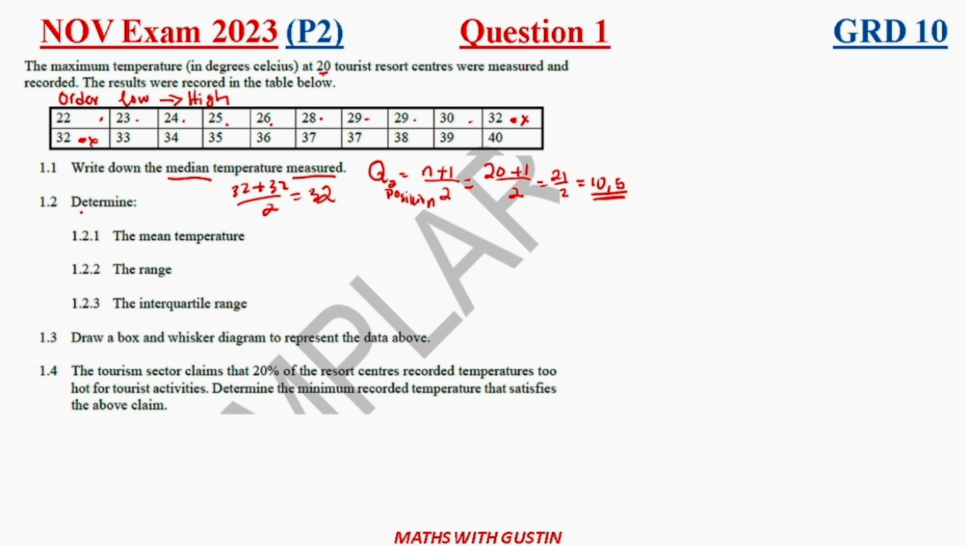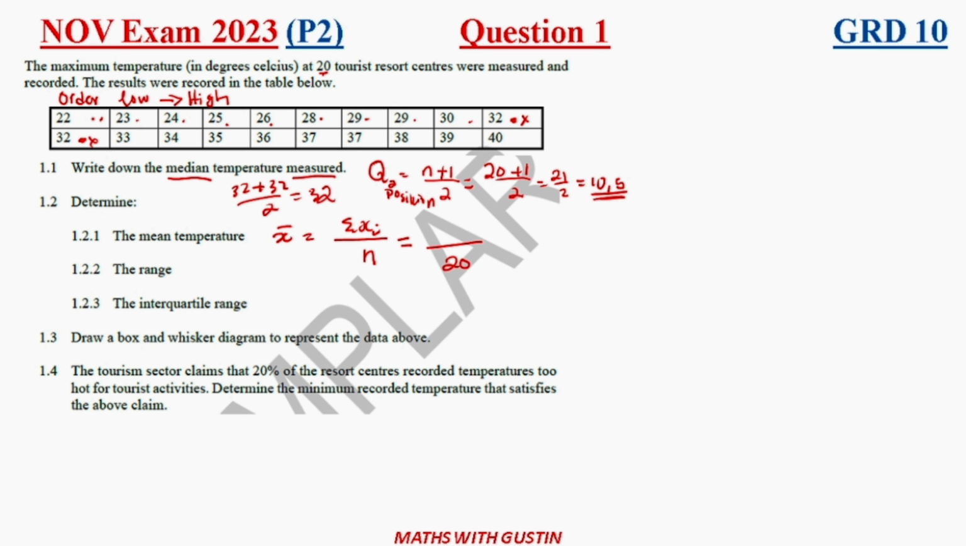So now let's go to 1.2. 1.2.1 says determine the mean of the temperatures. The mean is the sum of all the temperatures that were measured divided by the total number of tourist resorts. So how many numbers do we have here? We have 20 numbers.